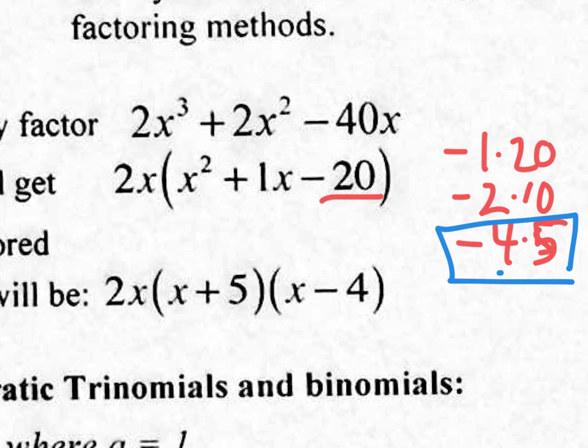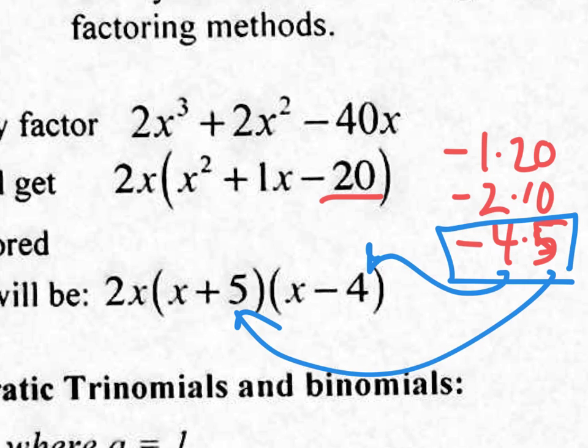And what do we do with these? You simply take that negative 4, put it right there, take the 5, put it right there, and there's your answer in factored form. Okay? So that's the way to do it.